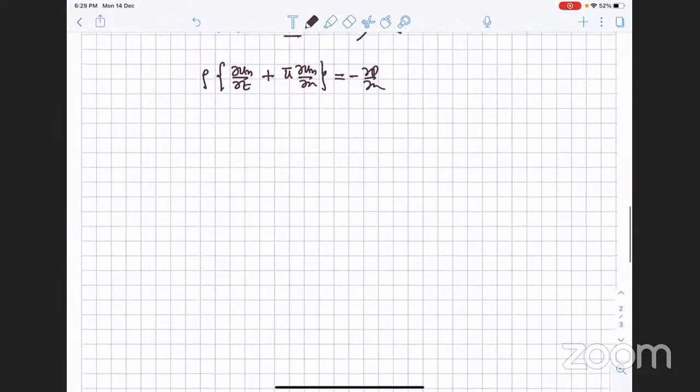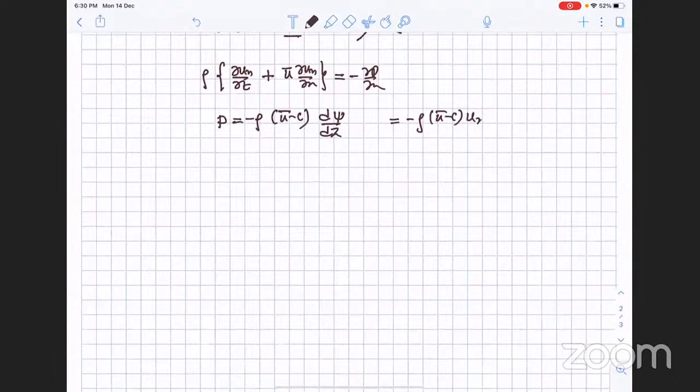Now, if I write it in the individual layer, I can write the pressure as rho times, if I assume the Fourier mode, u minus c, d psi dz. So d psi dz would be the stream function. I'll just write it back maybe. So it's rho, u minus c, ux. So this is my expression for pressure.